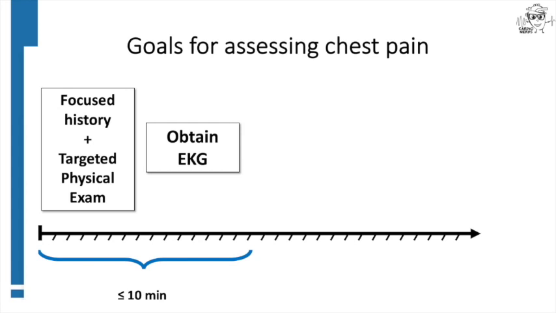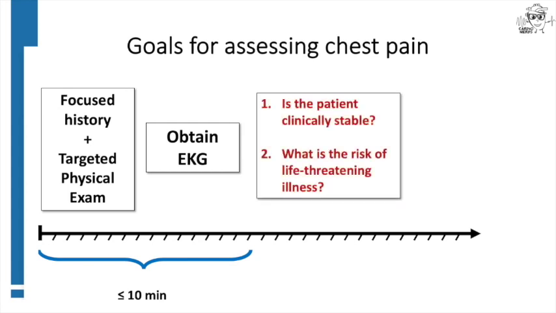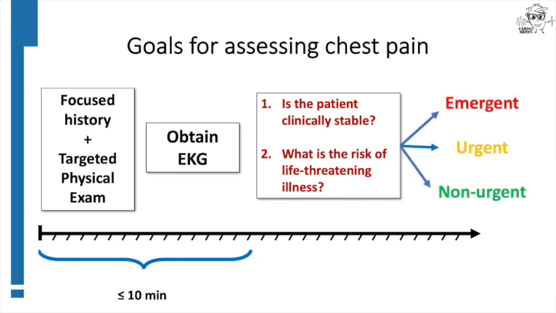The first is whether the patient is clinically stable, and the second is whether the patient is at risk of a life-threatening illness. Answering these two questions will allow you to categorize your patient with chest pain into three categories according to acuity and move forward with your management.